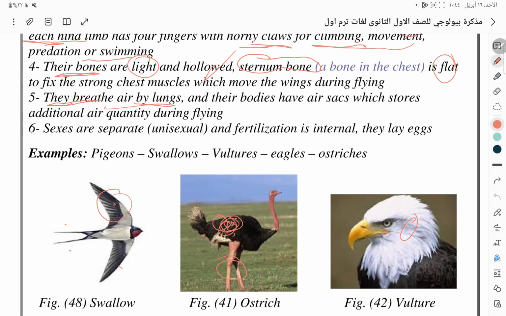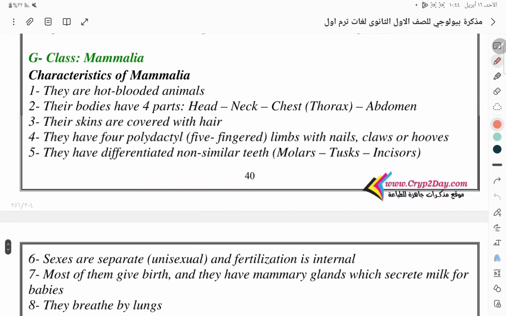They breathe air by lungs, and their body has air sacs to store air. Sexes are separate, male and female. They lay eggs. Examples: pigeon, swallow, vultures, eagles, ostrich.